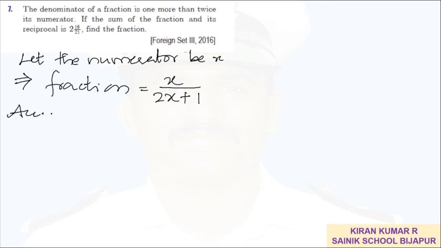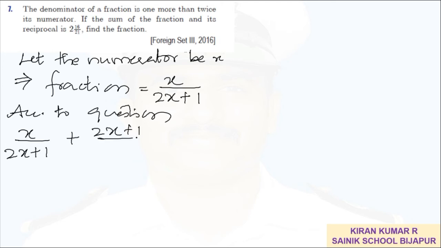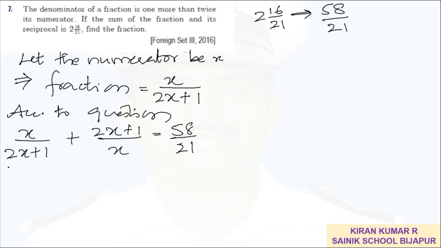According to the question, we have x upon 2x plus 1 plus the reciprocal, 2x plus 1 divided by x, equal to 216 by 21. Upon simplifying, we would get the improper fraction as 58 by 21. So it is 58 by 21. This equation has to be simplified.